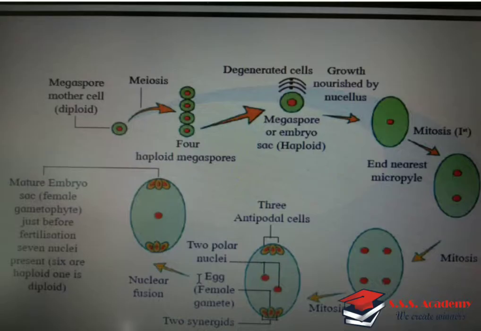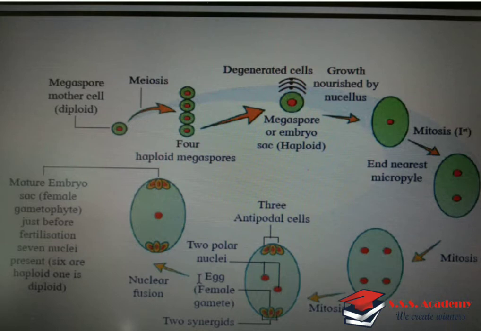The two haploid polar nuclei of the large central cell fuse together to form a diploid secondary nucleus or definitive nucleus, just prior to fertilization. The two polar nuclei in the middle fuse together and form a diploid secondary nucleus or definitive nucleus.